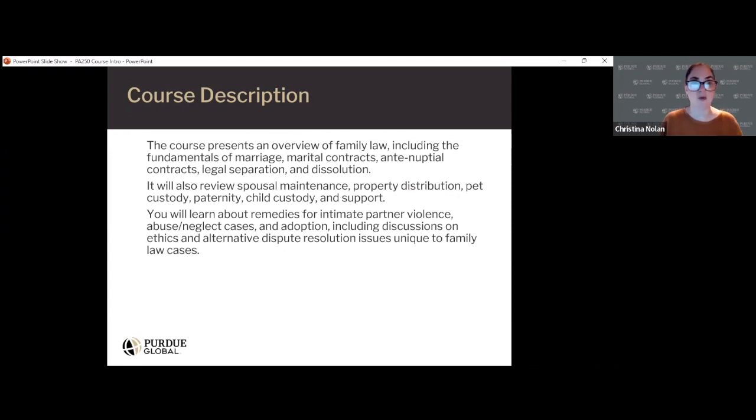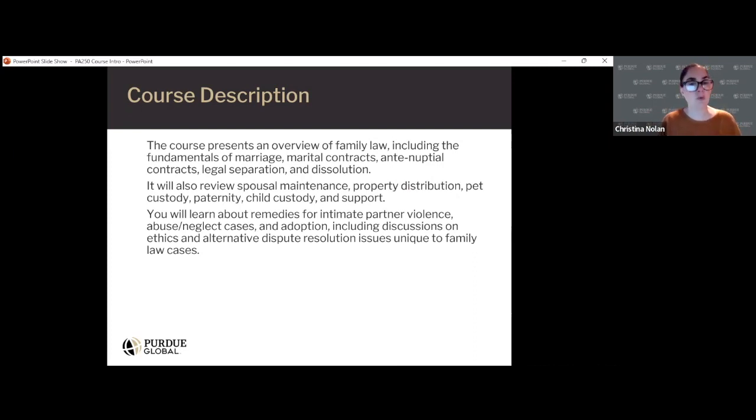You've heard of antenuptial contracts, also known as prenups, legal separation, dissolution, ways to dissolve the marriage. Then we're going to look at things like spousal maintenance, property distribution, even pet custody. Believe it or not, that is an issue in this day and age, and it falls under that category of family law. Paternity, child custody, and support.